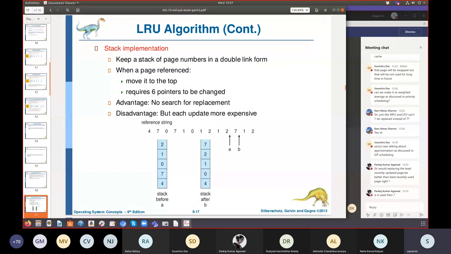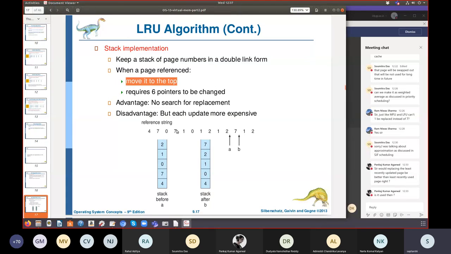Another is a stack implementation. So keep the stack of the page numbers in a double linked form. I mean, that's the implementation part, but the intuitive picture you can see at the bottom. So you're maintaining a stack, and when a page is referenced, you move it to the top of the stack.